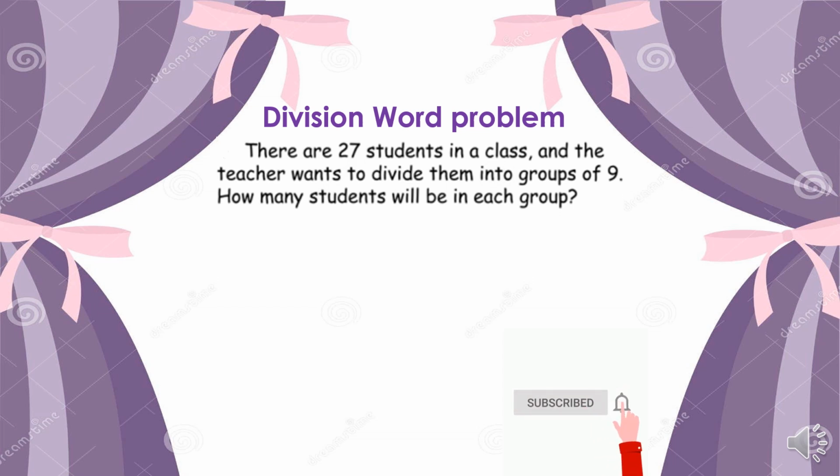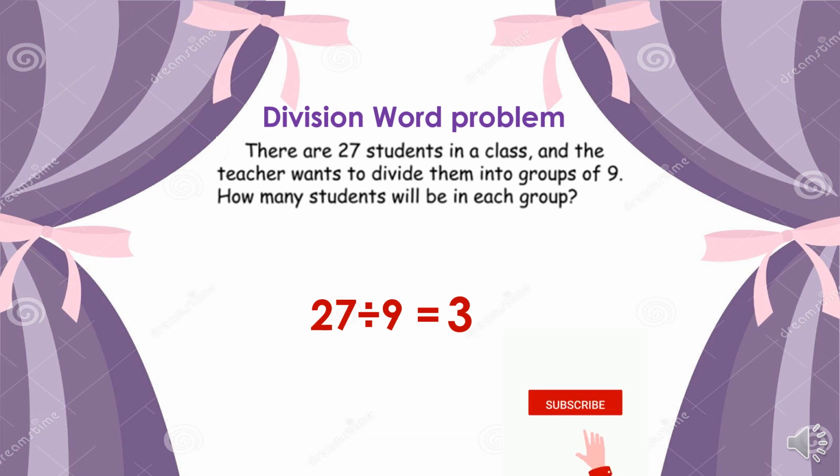There are 27 students in a class and the teacher wants to divide them into groups of 9. How many students will be in each group? Again, we will divide 27 as a dividend and 9 as a divisor. After dividing, we will see where 27 will come in 9's table. 9 3's are 27. Yes, 3 is our quotient. Very good. I hope that the concept of division word problem is clear to you.